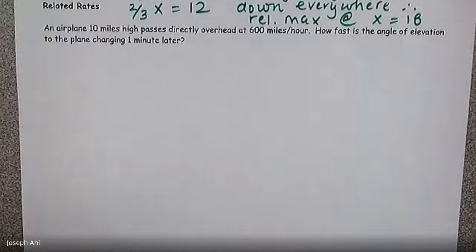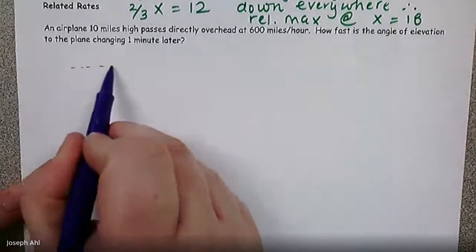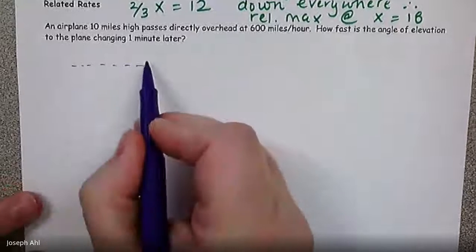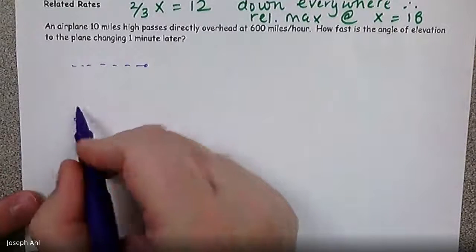I'll do this one as well. This was a question on an old homework, but I think we'd benefit from seeing this example done out together. So there's a question about an airplane 10 miles high that passes directly overhead at 600 miles per hour. How fast is the angle of elevation changing to the plane 1 minute later? So we have this plane that's flying. And then 1 minute later, we're going to be observing the plane from a point on the ground.